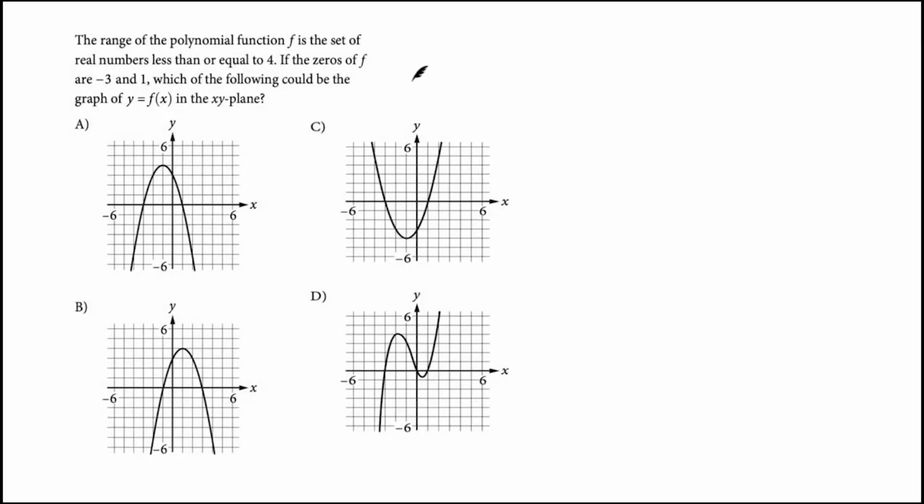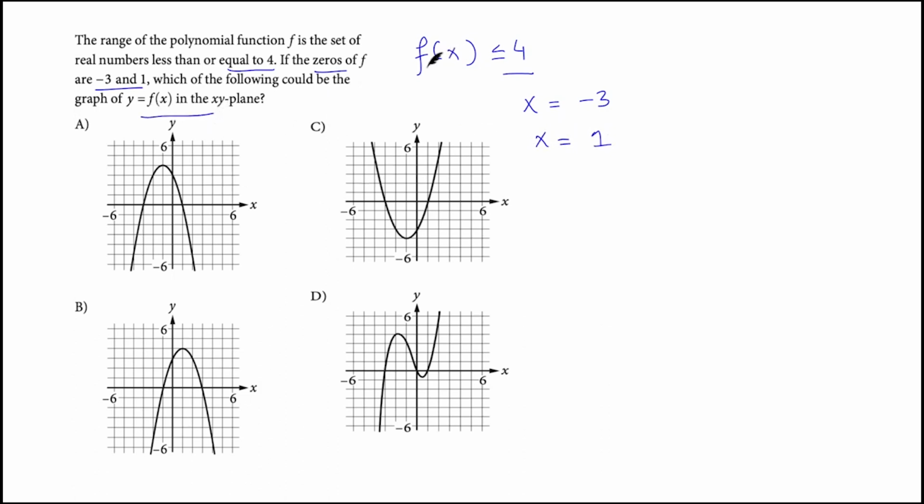Let's have a look at this interesting past paper question. The range of the polynomial function f is the set of real numbers less than or equal to 4. So we have a function and its range is given to us, that is f of x is less than or equal to 4. That means that the graph won't go above this value. If the zeros, the roots or x-intercepts of f are minus 3 and 1, so the roots are given to us, x-intercepts are at minus 3 and at x equals 1. Which of the following could be the graph of y equals f of x in the xy plane?